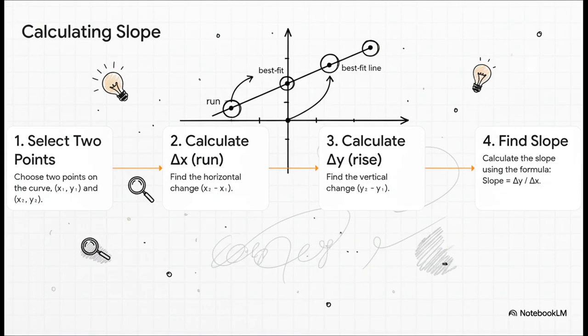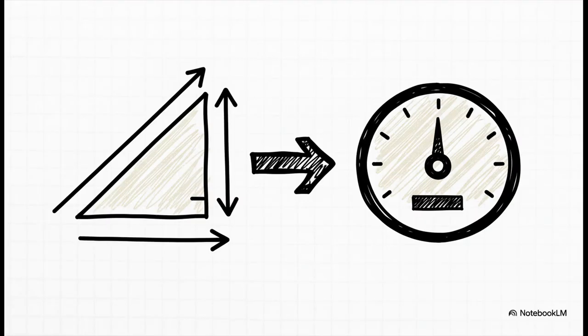All you do is pick 2 points on your best fit line. Find the vertical change between them, that's the rise, and then just divide it by the horizontal change, that's the run. That's it. This simple formula, rise over run, is the key. It transforms the geometry of your graph back into a physical quantity that has real meaning. If you have a distance-time graph, this calculation gives you speed. If you have a financial chart, it's your rate of return. It's pure insight, and you got it directly from the picture you created.